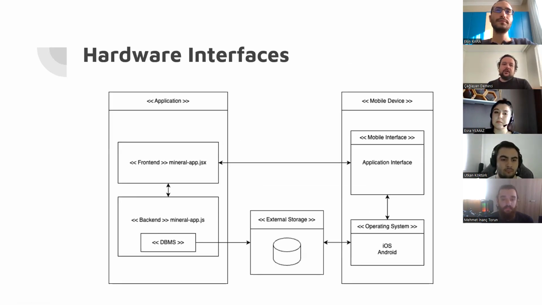Here you see a generic hardware interface structure for our mobile application. On the server side, on the left, a backend and a front-end program is running on the remote server, and the operating system runs on the right, the application by using the backend and the front-end interfaces in the mobile device. You can see the structure here. At that point, my friend Utkan will be continuing.